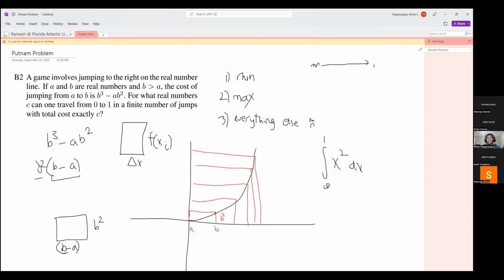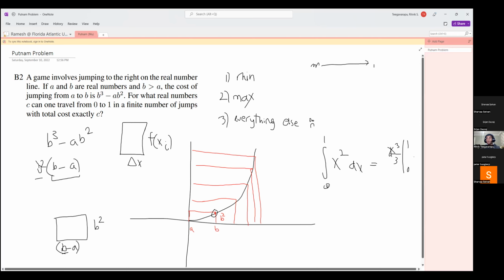In this case, it's the same exact thing, except we're doing a right Riemann sum, because we're selecting the rightmost endpoint of this thing. So this integral is not hard to evaluate. This is just x cubed over 3 evaluated from 0 to 1, which is 1/3.